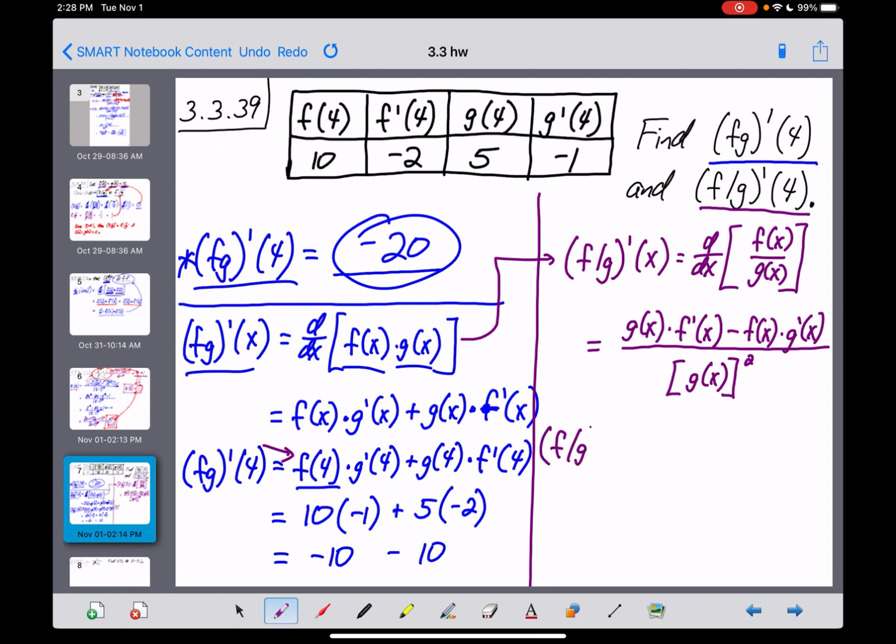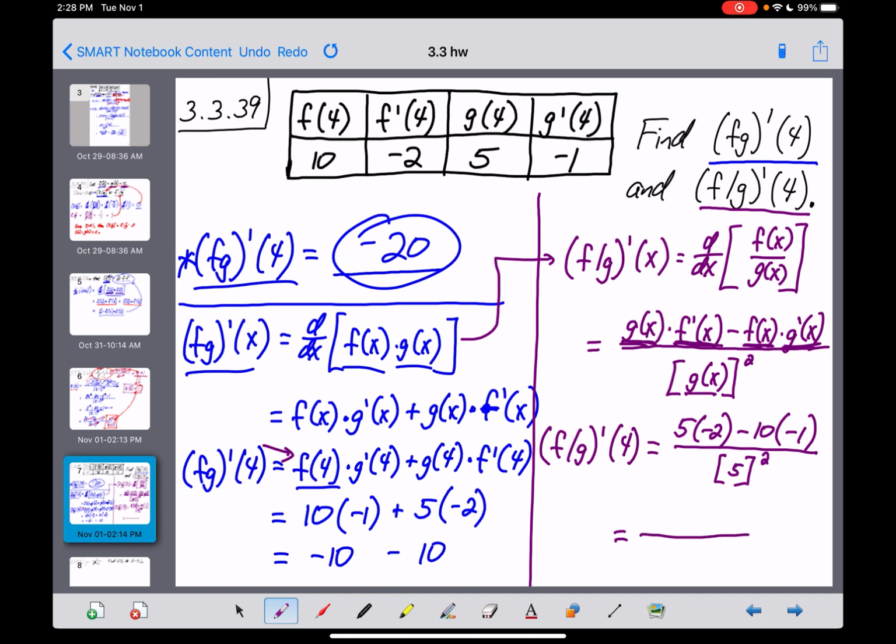So (f over g)' of 4. The first thing I need is g of 4, and from the table that value is 5. We're going to multiply that by f prime of 4, which is negative 2. Minus f of 4, which is 10, multiplied by g prime of 4, which is negative 1. I think something interesting just happened there. And down on the bottom, g of 4, the table tells me, is 5, and that has to get squared, but something tells me that is not going to matter if I read the numerator right.